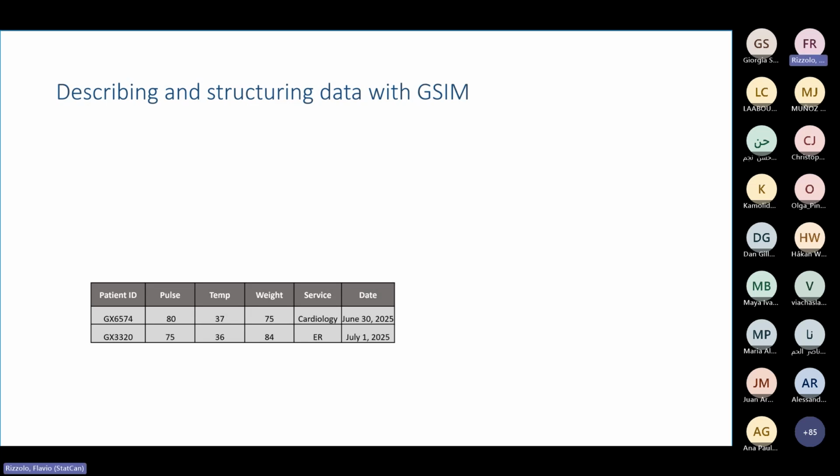So let's look at this data about patients containing some information like the pulse, the temperature, and the weight, together with some additional information about the service that took that measurement and the date that they were taken. So each row is a data record composed of data points. All records together form a data set. So far, so good. That's kind of the usual way of describing rectangular data.